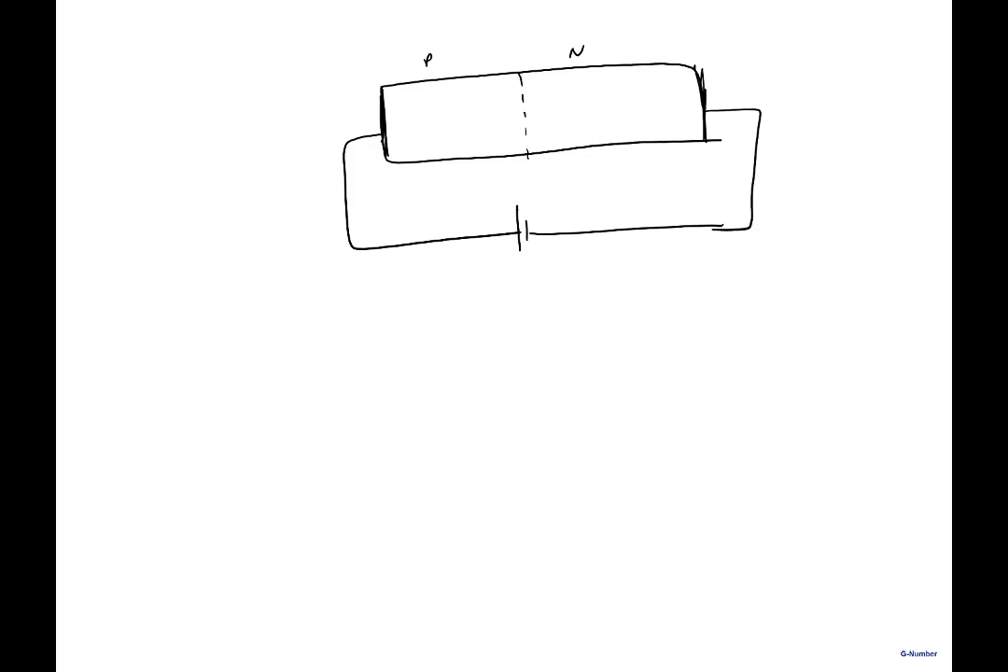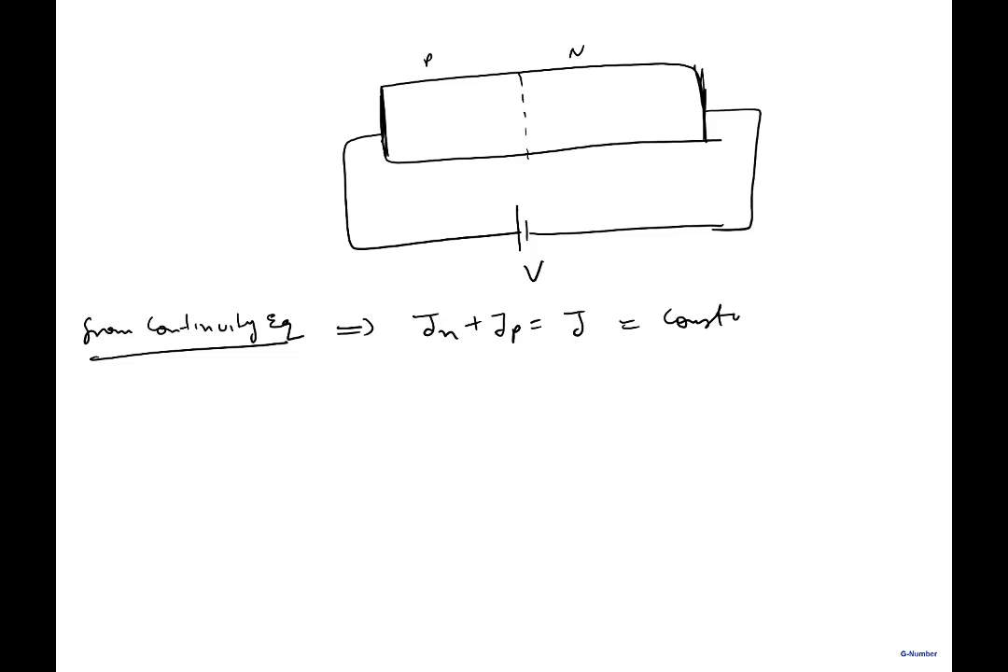Okay, so what we were looking at is current flow in a PN junction, and so we have a voltage applied here, and we had one result from the continuity equation. From the continuity equation, if you recall, we had obtained this particular result, that Jn plus Jp equal to J, the net current, is constant. So we can evaluate current anywhere in the PN junction, and that current would be the same everywhere.